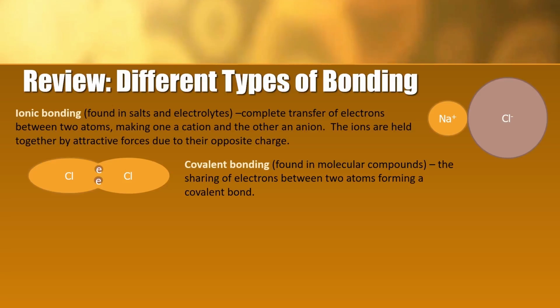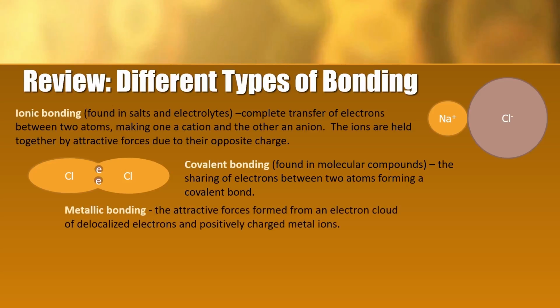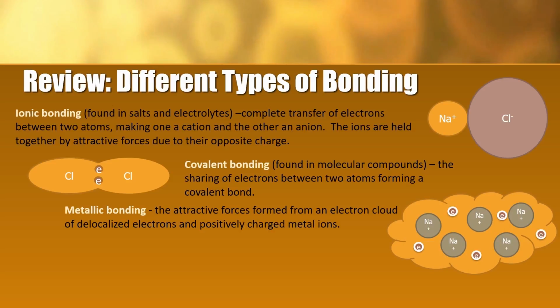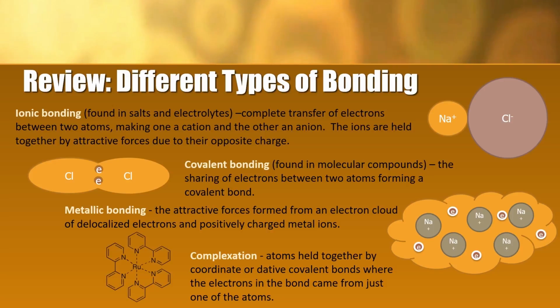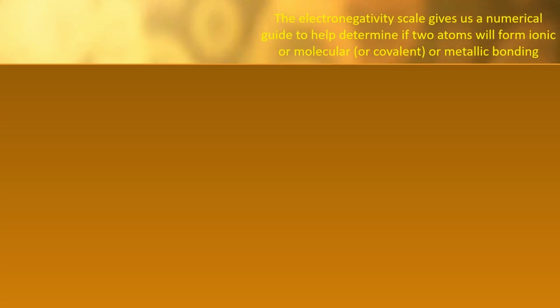Each is very important in getting a better understanding of the kinds of properties that the matter exhibits. Metallic bonding is the attractive forces formed from an electron cloud of delocalized electrons and positively charged metal ions. Complexation is bonding in which atoms are held together by coordinate or dative covalent bonds, which are like covalent bonds to an extent, but the electrons in the bond come from just one of the atoms. The electronegativity scale gives us a numerical guide to help us determine if two atoms will form ionic, molecular covalent, or metallic bonding.